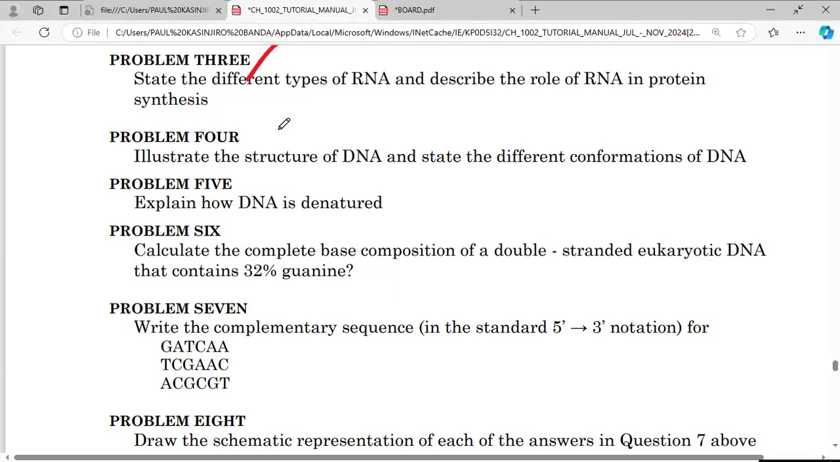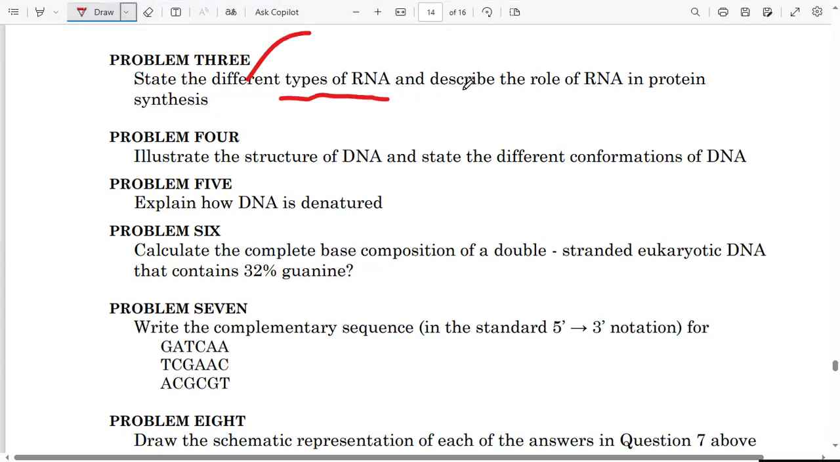Okay, so the thing is to state the different types of RNA and describe the role of RNA in protein synthesis. The common ones that we know are mRNA, tRNA, and rRNA. The less common ones are snRNA, microRNA, and small interfering RNA.